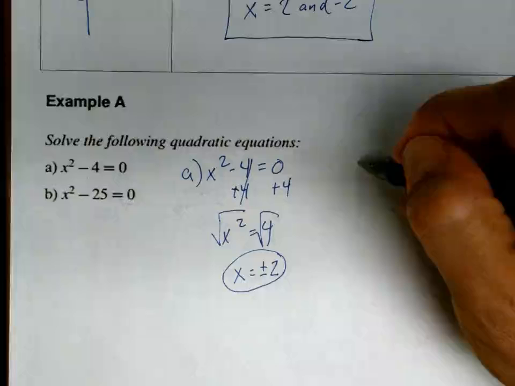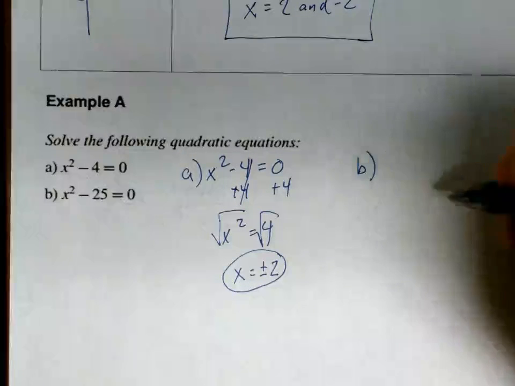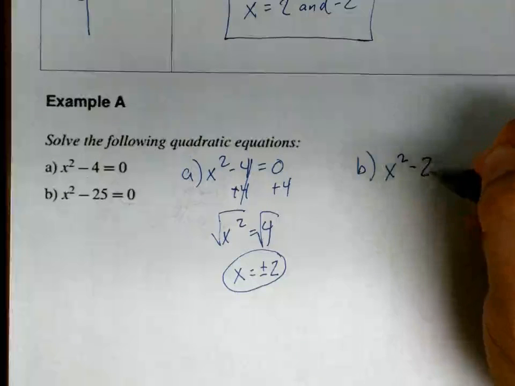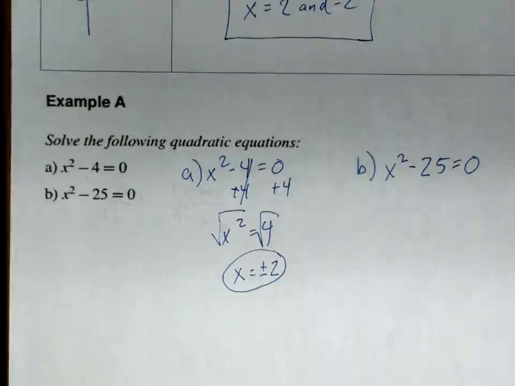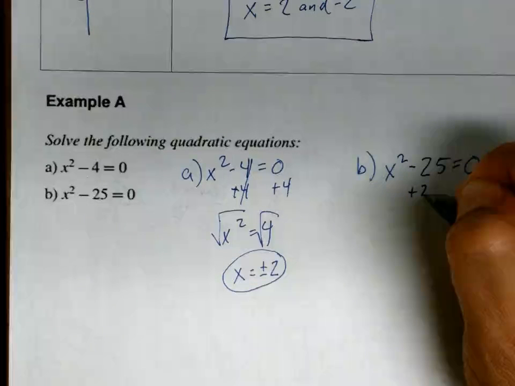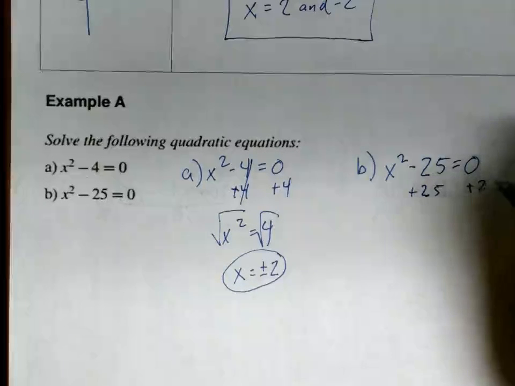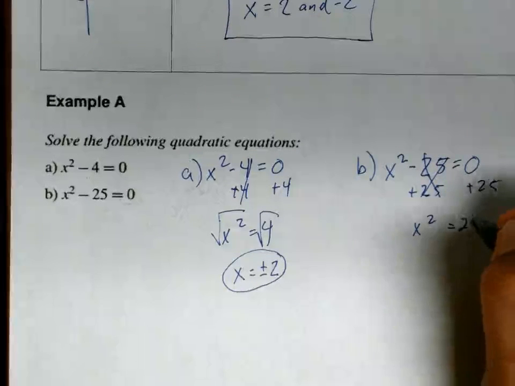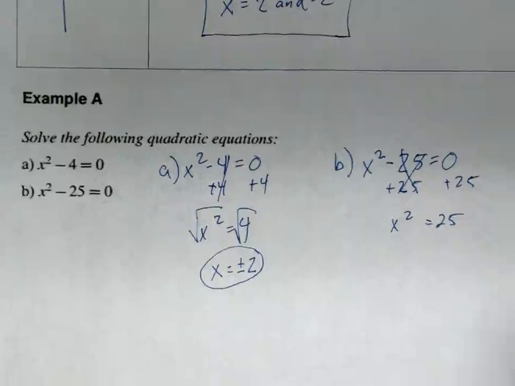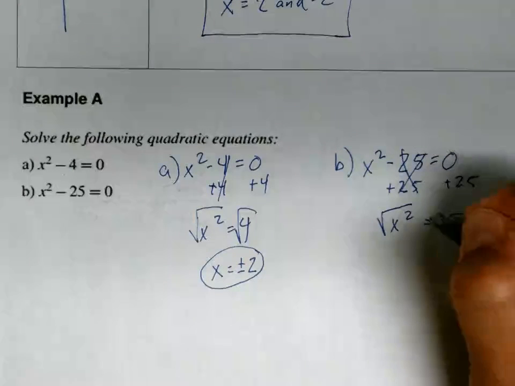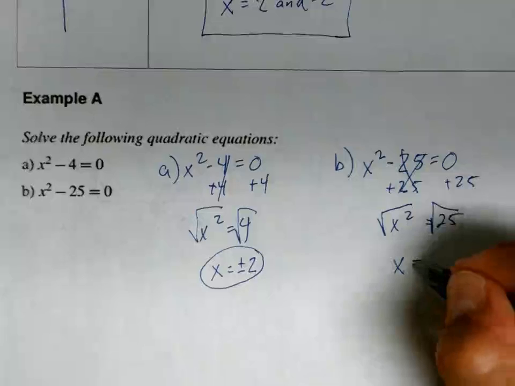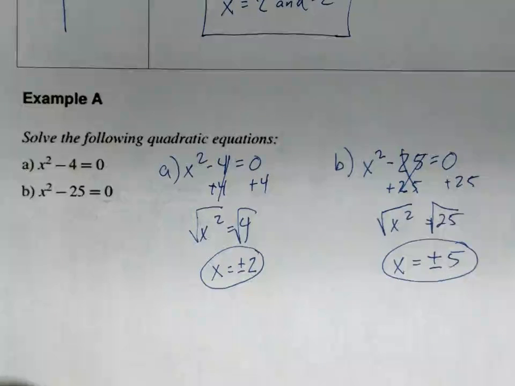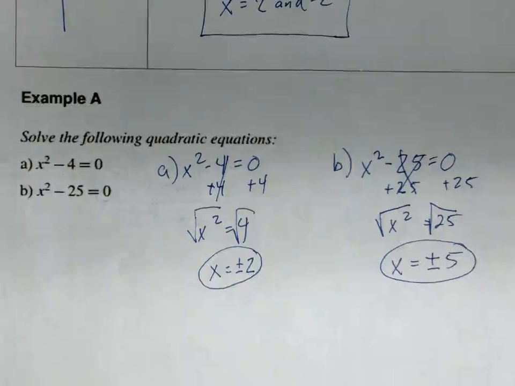I want you guys to try B with the same process. Pause it if you need to. I'll just do it without talking. Once the x squared is all by itself, we can square root. Okay, so positive and negative 5. Let's flip this on the back side.